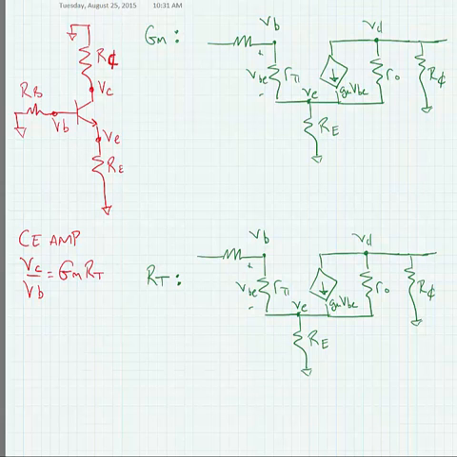And that's going to be the product of GM times RT. So what we're going to do for finding GM is we're going to go to the output terminal, which is the collector terminal. And notice that I've labeled the external resistor R cent sign to distinguish it from the collector resistance looking into the transistor.